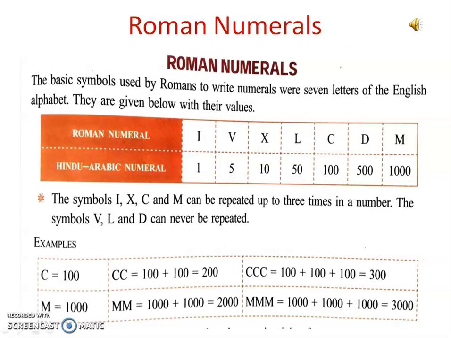We can repeat M also, and the value of M is 1000. So double M is equal to 1000 plus 1000, that is 2000. Thrice M is equal to 1000 plus 1000 plus 1000, that is 3000. You have to remember these values. We can repeat I, X, C and M, but we cannot repeat V, L and D for making any number.